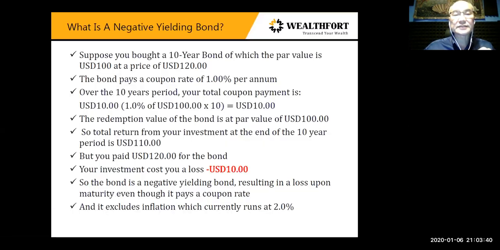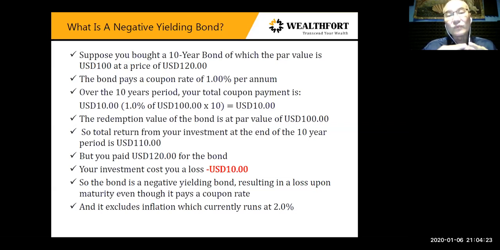So negative yielding bonds. So suppose you bought a 10-year bond, which the par value is $100 at the price of $120. The bond pays a coupon rate of 1% per annum. Over a 10-year period, your total coupon payment is US $10. Okay? The redemption value of the bond is at par value of $100. So total return from your investment at the end of the 10-year is 110, but you paid 120 for the bond. So your investment cost you a loss of $10. So the bond is negative yielding, resulting in a loss upon maturity, even though it pays a coupon rate.